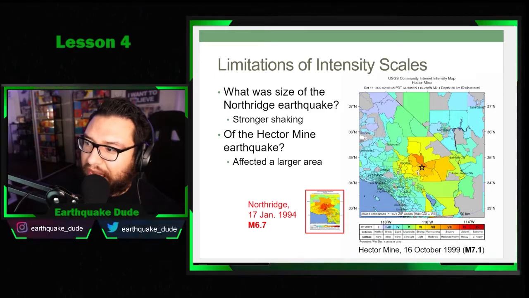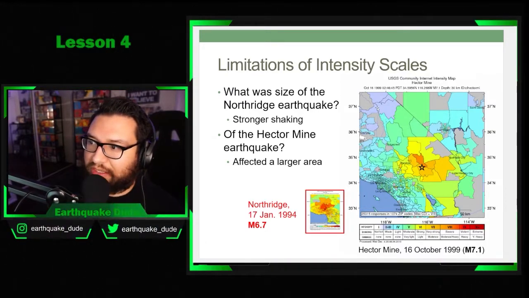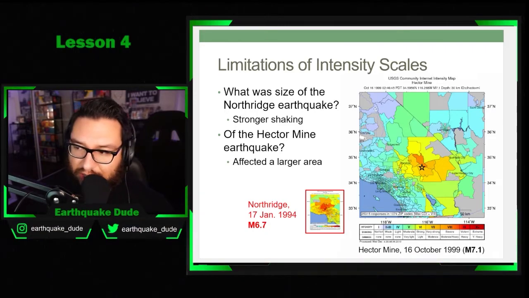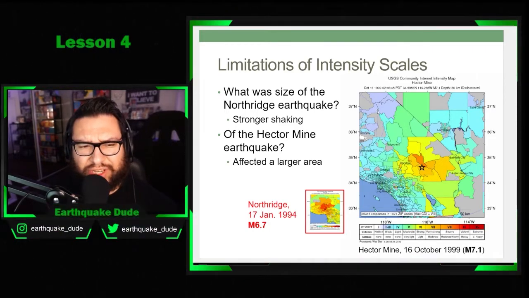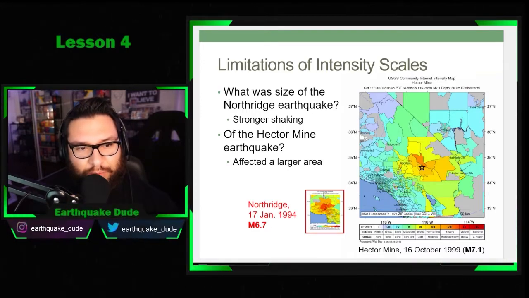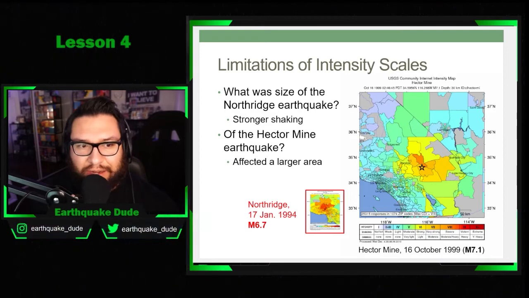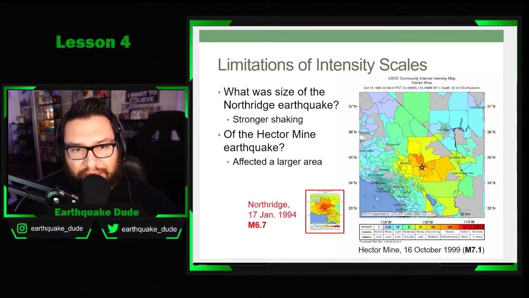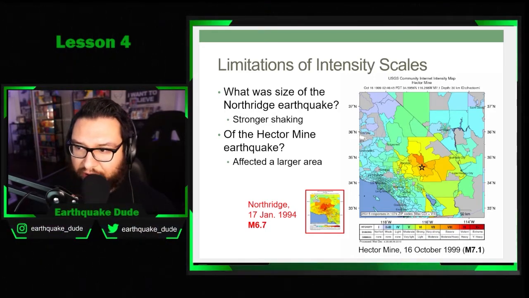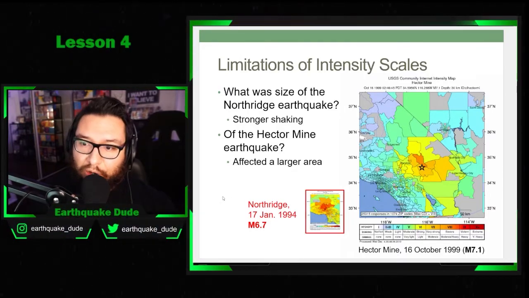So you can see Hector Mine earthquake, people felt it all in Vegas, Lake Havasu, down in Southern California, Ridgecrest, and parts of the northern section of California, or central section. While the Northridge one felt much more locally, right? So these things play a role, and again, just using the intensity scales of like a modified Mercalli or just seismograms doesn't tell us that number or that magnitude.